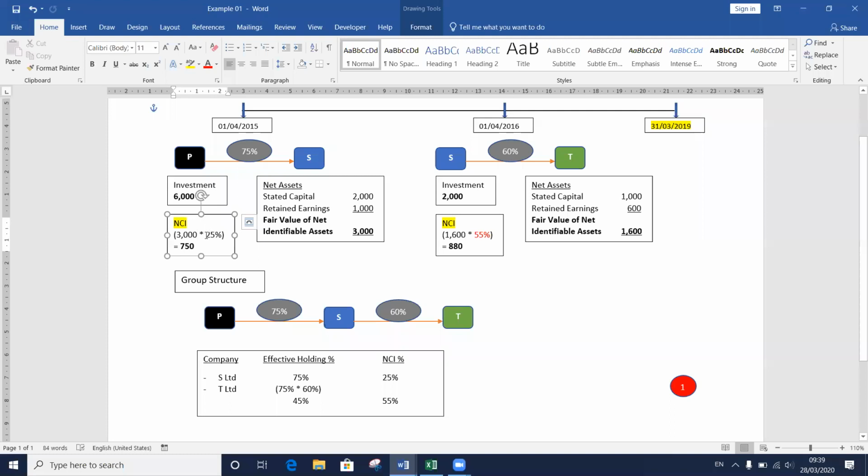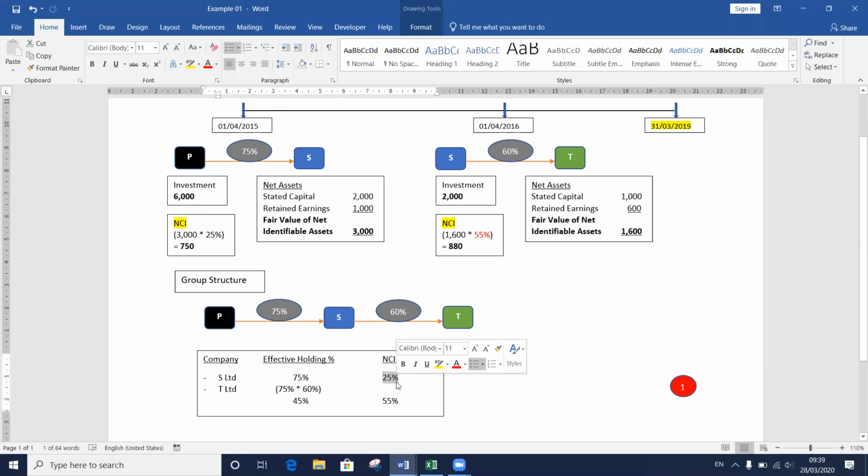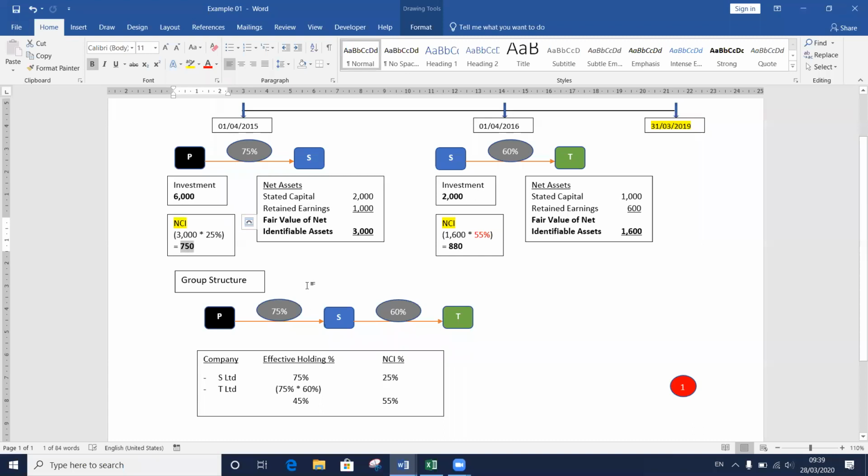The NCI percentage of S limited is 25%, therefore we have multiplied it by 25%, so thereby we have determined our NCI value as 750. Right, now look at this. Here also, in this acquisition, we need to know our NCI value.